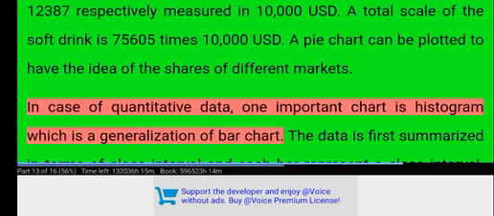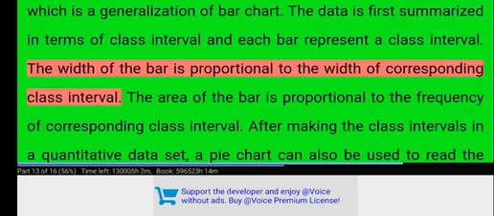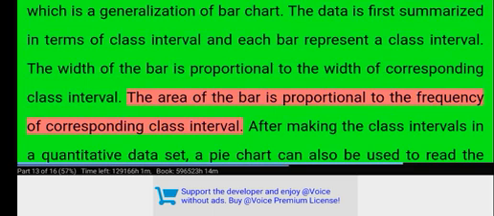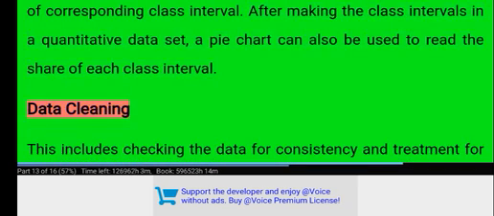In case of quantitative data, one important chart is the histogram, which is a generalization of the bar chart. The data is first summarized in terms of class intervals, and each bar represents a class interval. The width of the bar is proportional to the width of the corresponding class interval. The area of the bar is proportional to the frequency of the corresponding class interval. After class intervals in a quantitative dataset, a pie chart can also be used to read the share of each class interval.